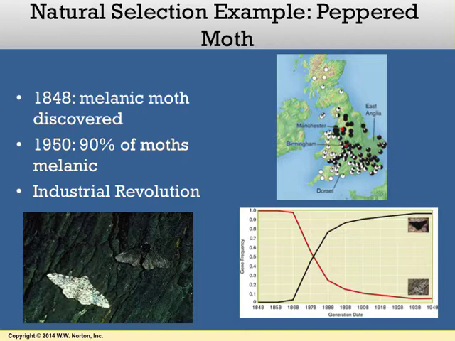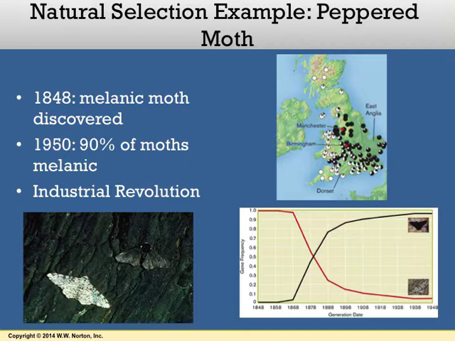In 1848, a naturalist discovered a new variety of peppered moth that was completely black. This was described as being of the melanic form, compared to the non-melanic light form of the moth. Though originally rare, by 1950, over 90% of the moths were of this melanic variety. Well, how did this happen?